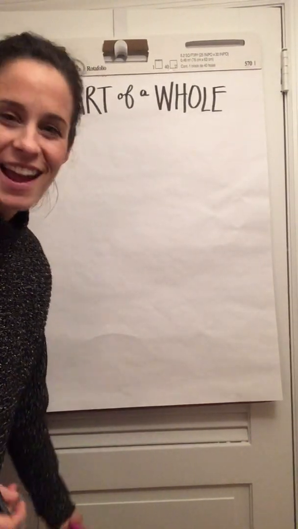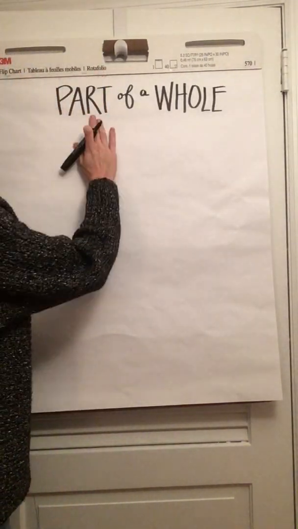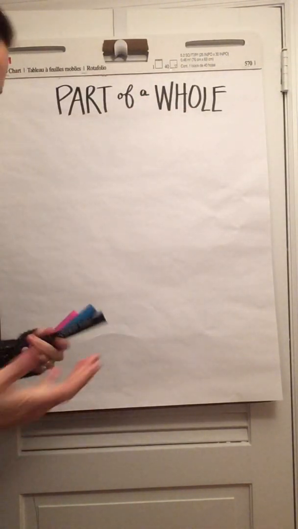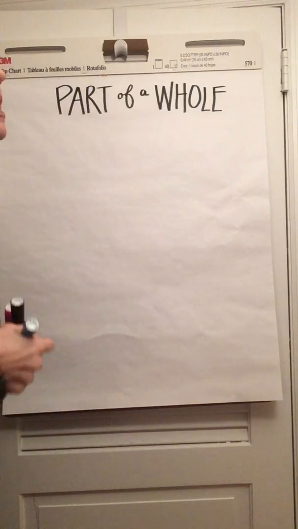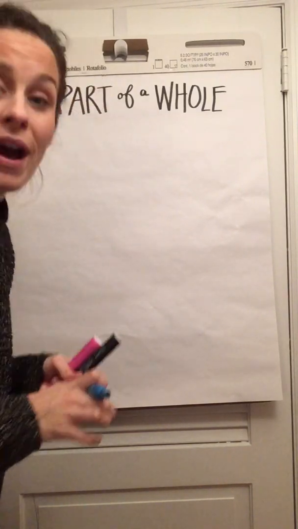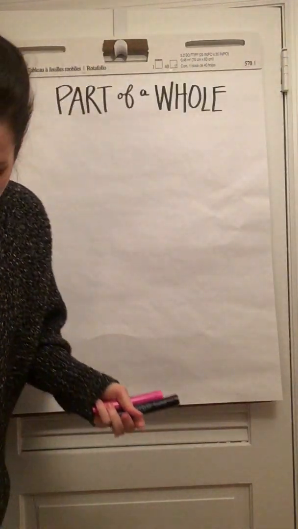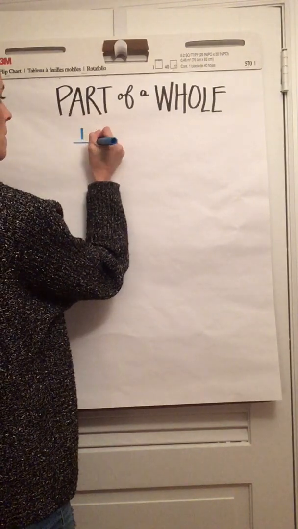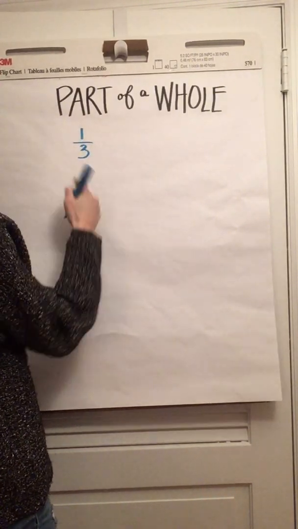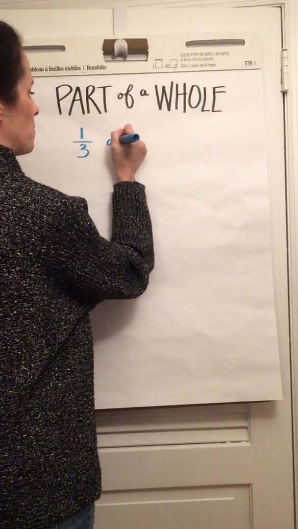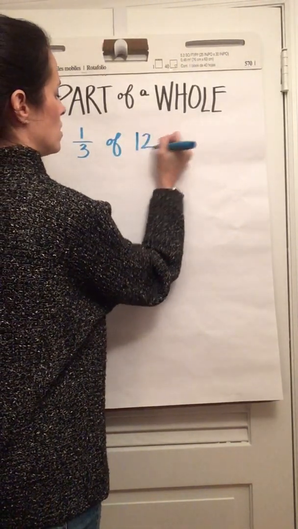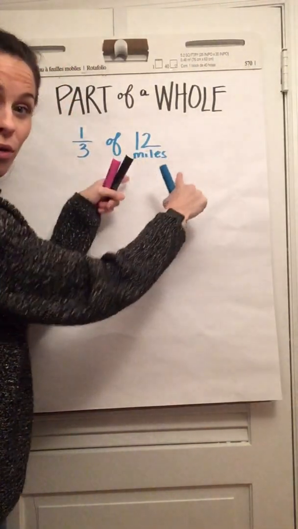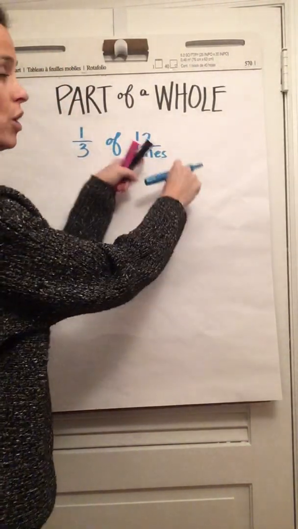Everybody. So today we are going to learn about parts of a whole. Okay, so let's think of a scenario. Let's think about a 12-mile bike ride, okay? And you biked 1/3 of it. Okay, so you've biked 1/3 of the 12 miles. So you haven't biked the whole thing, you've biked part of a whole.